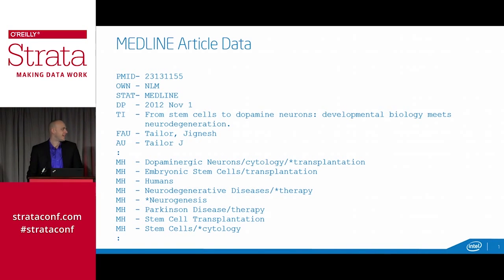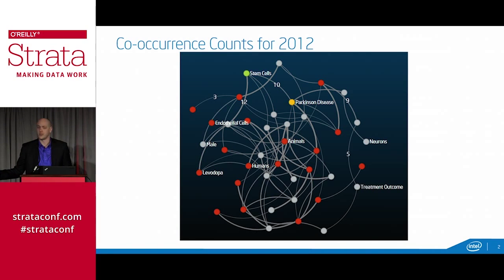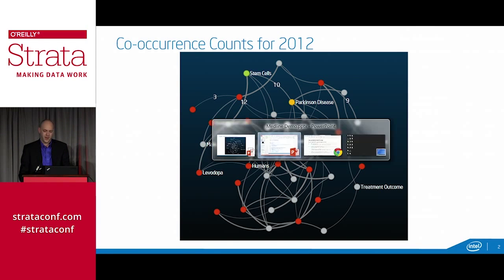Anyway, this is an example record, and the goal here was to pull out those keywords at the bottom here and build a graph out of it, and then look at the relationship between those terms. We end up getting a structure that's similar to this. Like in the upper part of this, we have stem cells and Parkinson's, and so in 2012 there were 10 publications that had those two terms in them. So that's the kind of relationship that we're looking for.